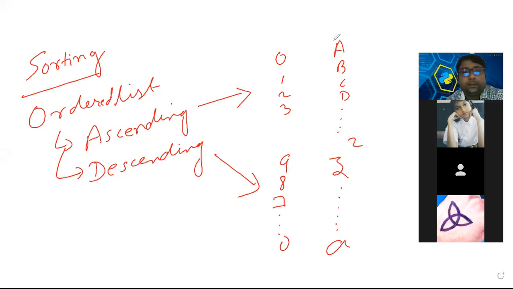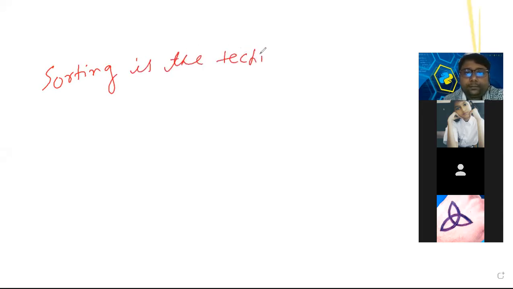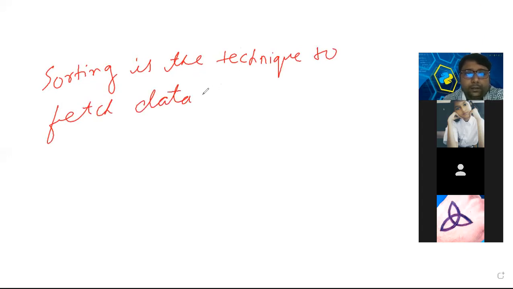But what's the definition of sorting? How to define it? Sorting is the technique to fetch data in the desired order.